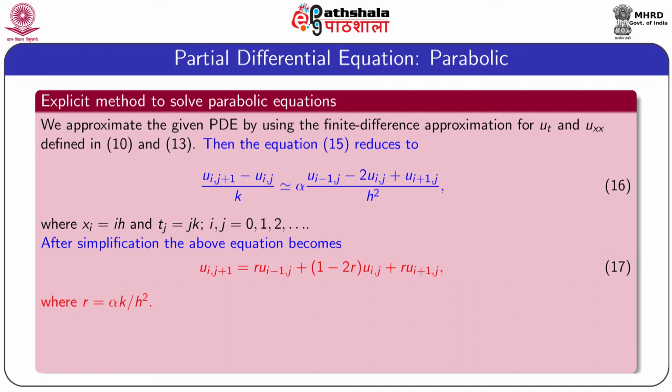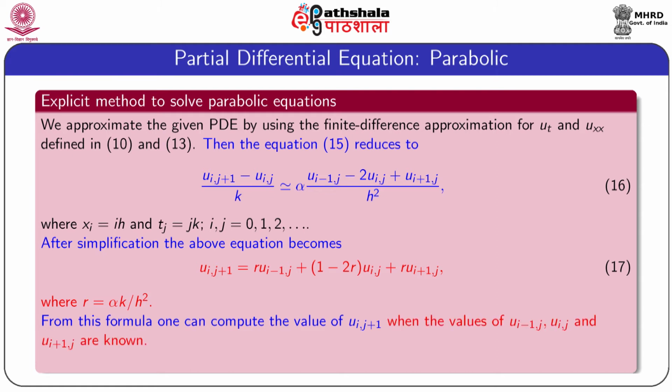So for this formula, one can compute the value of u at the mesh point (i, j+1) when the values of u(i-1, j), u(i, j) and u(i+1, j) are known. These three values are present in the right hand side of equation 17. So if these values are known, then we can calculate the value of u(i, j+1) from equation 17. For this reason, this method is an explicit method.